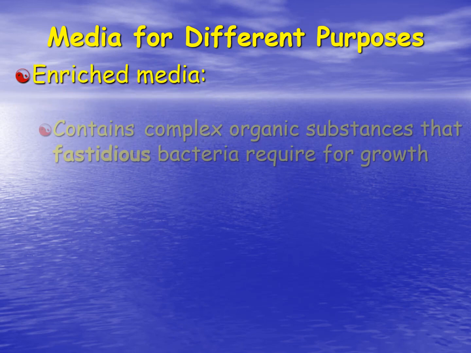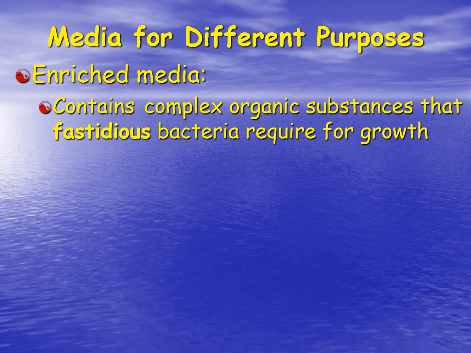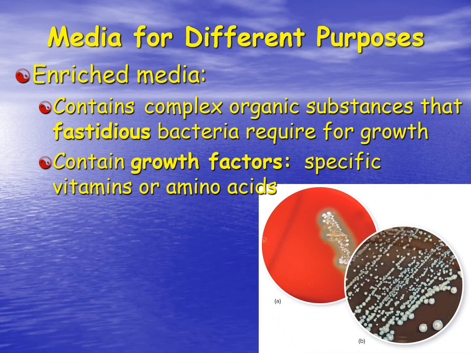Versus enriched medias. These contain complex organic substances that fastidious bacteria require for growth. What exactly is a fastidious bacteria? Well, it's fussy. It likes certain things in its media or it's not going to grow. And some examples would be something like blood agar right here, or a chocolate agar. Yes, there is a chocolate agar. They like chocolate too. And these contain certain growth factors and usually specific vitamins or amino acids or something else like the blood that's in blood agar.